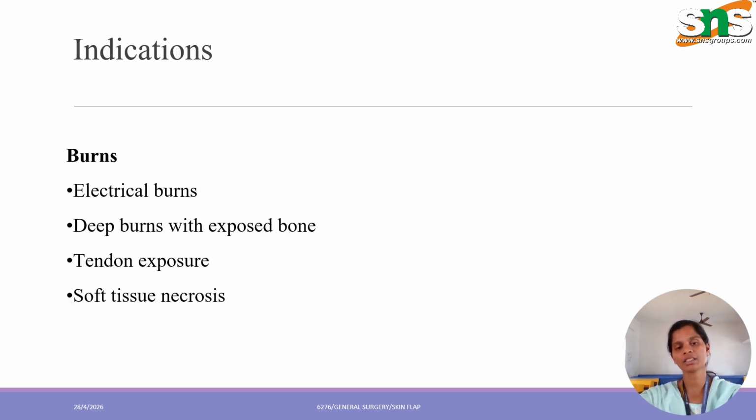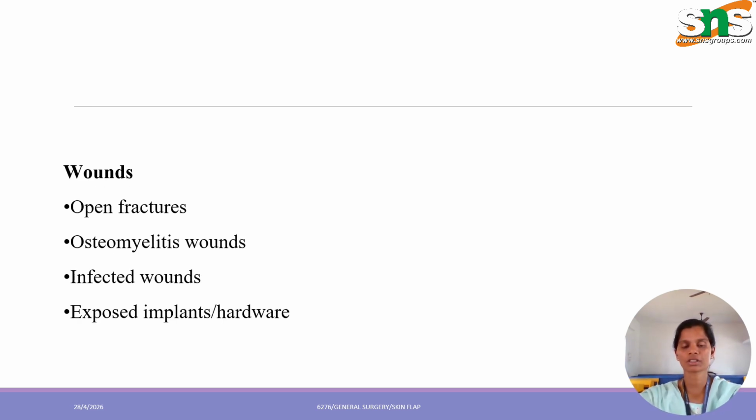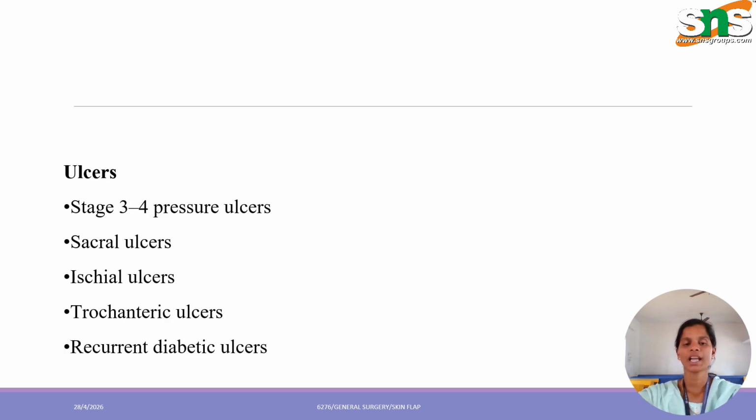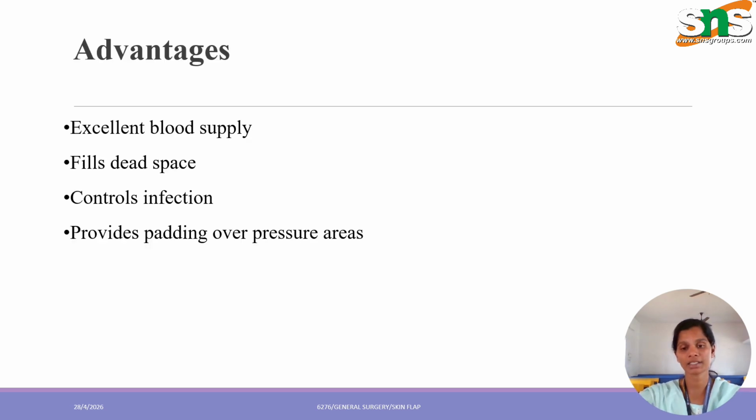Indications like burns, electrical burns, deep burns with exposed bone, tendon exposure and soft tissue necrosis. In wounds like open fracture, osteomyelitis wound, infected wound, exposed implant or hardware. Implant is nothing but the material which is implanted during the surgery like fractures. And ulcers: stage 3 to 4 pressure ulcers, sacral ulcer, ischial ulcer, trochanteric ulcer and recurrent diabetic ulcers.